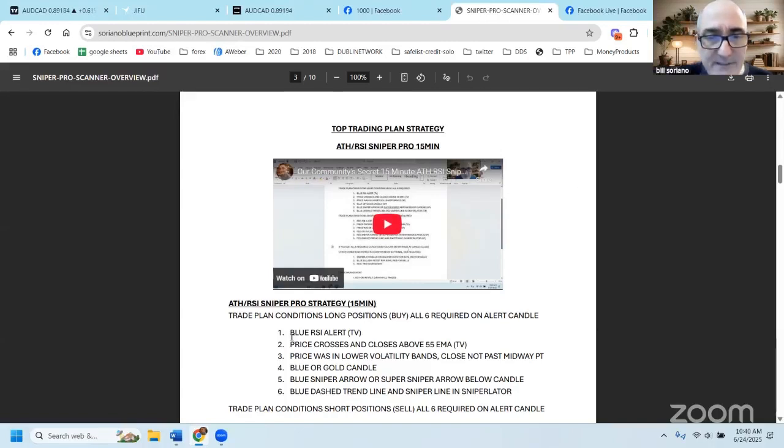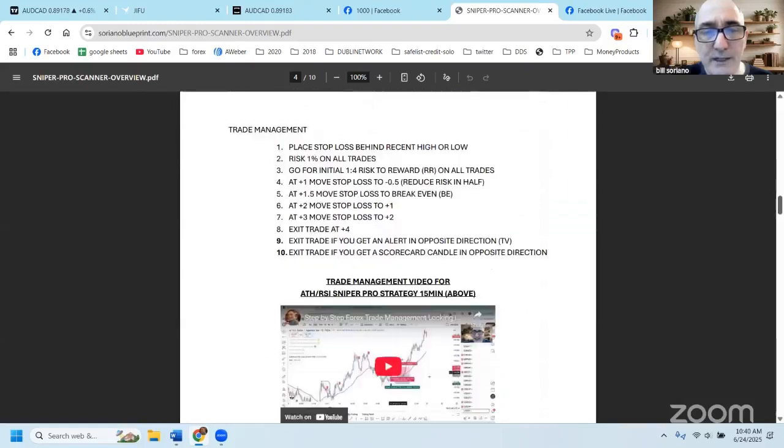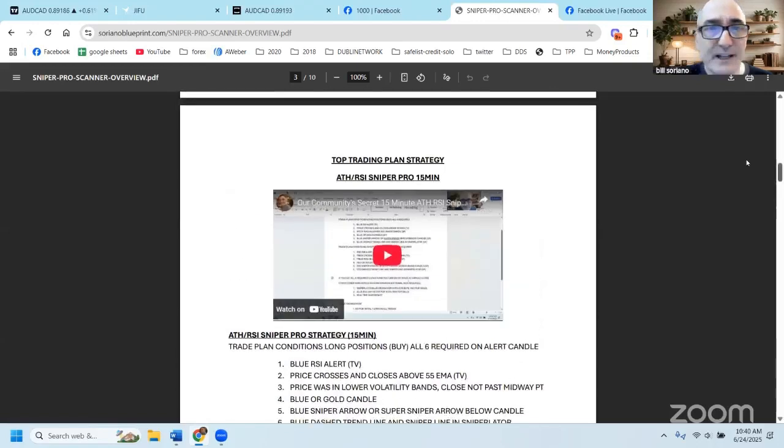But I have the 6 conditions here that need to exist. All 6 of these conditions need to be on the alert candle, not any candles before it, not any candles after it, right? You don't include any of those candles. Everything has to exist on the alert candle in order for a trade to be valid. We have new trade management rules here, very good. I made a video explaining these as well and showing real examples from last week right here. So make sure you check that out.